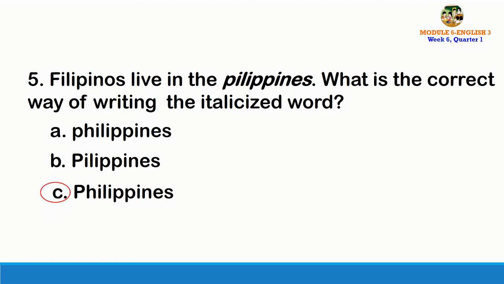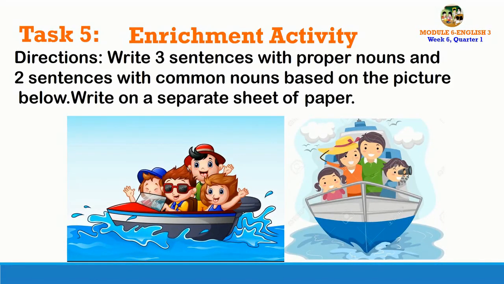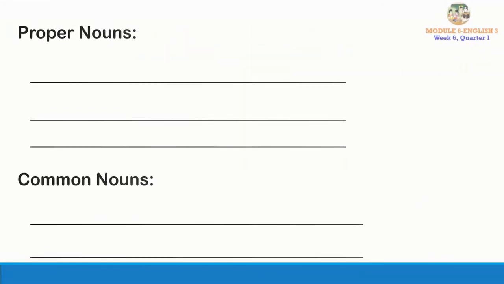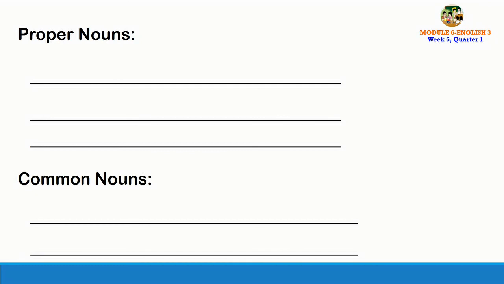Task 5. Enrichment Activity. Directions. Write 3 sentences with proper nouns and 2 sentences with common nouns based on the picture below. Write on a separate sheet of paper. Do this in your assigned English 3 class. Please be guided in your classroom program that was given to you.